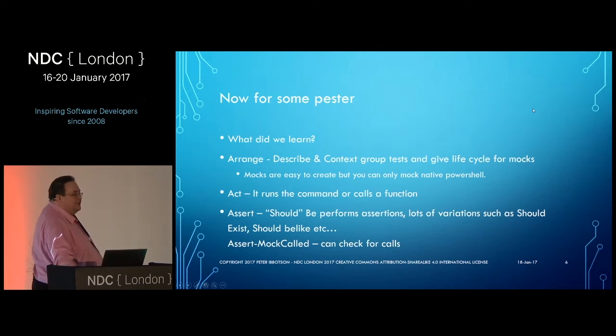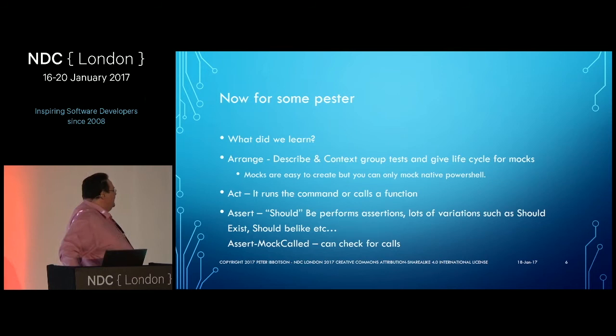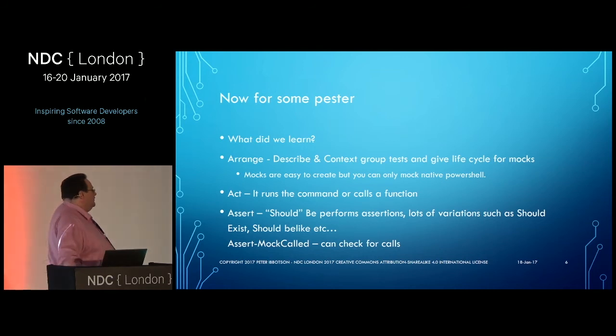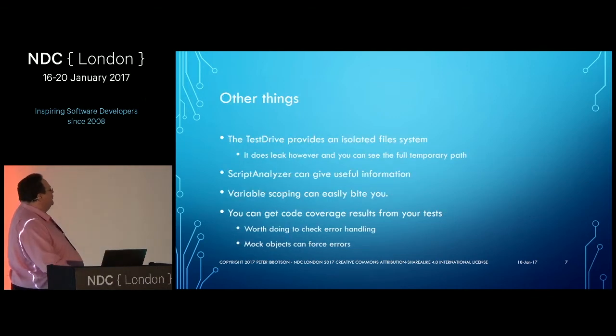What do we learn? Pester has an arrange-act-assert pattern. Arrange is describing context, group tests, and giving life cycle for things like mocks and local variables. Act runs the command. Assert, well, Should performs lots of the assertions. And we've got Assert-MockCalled, which can check for calls out to your mocks.